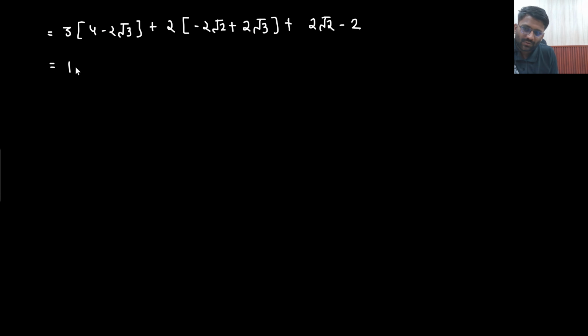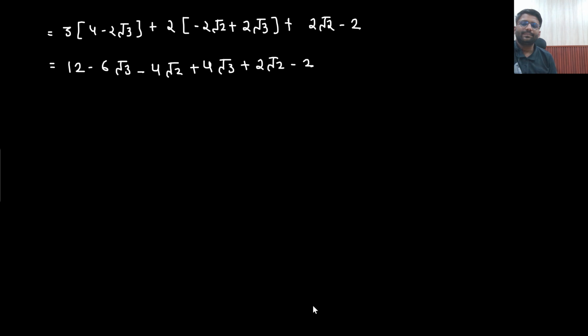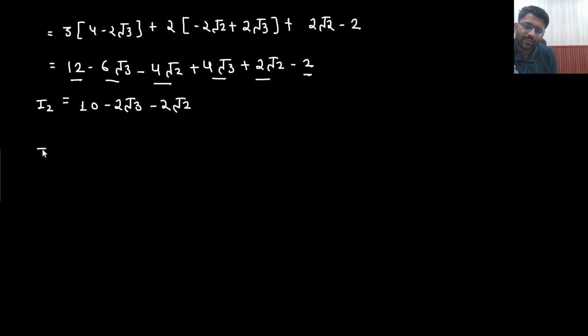So 12 minus 6 under root 3 minus 4 under root 2 plus 4 under root 3 plus 2 under root 2 minus 2. So 12 minus 2 is 10. Minus 6 under root 3 plus 4 under root 3 is minus 2 under root 3. And this is minus 2 under root 2. So this is the value of I2 you are getting. So what will be the value of I? I will be 10 minus 2 under root 3 minus 2 under root 2.